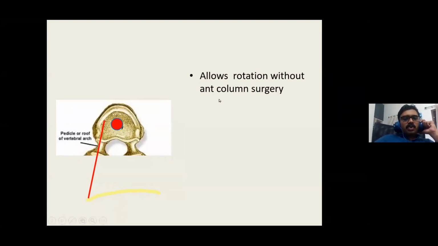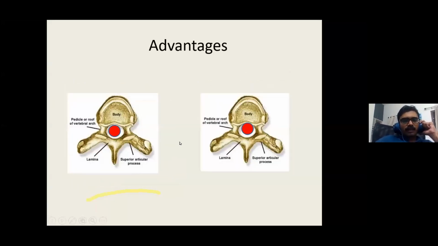So again, the pedicle screw allows rotation without anterior column surgery. So this is what happens. Using the screw, you can maneuver this way or that way, and the vertebra will move in the opposite direction. Okay, this is the thing, that your hook is not able to control the anterior part.